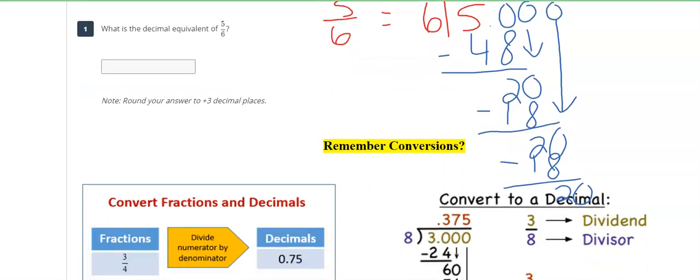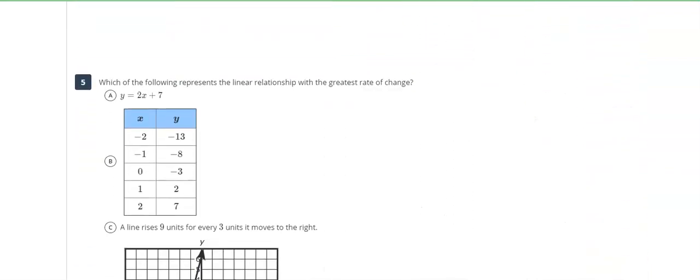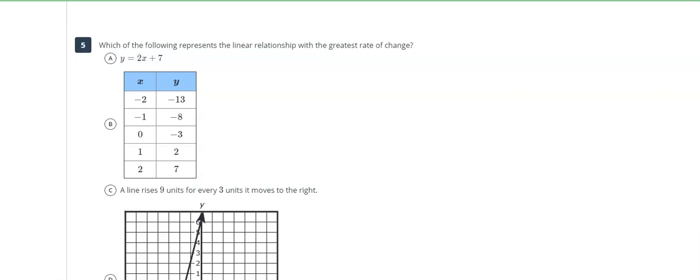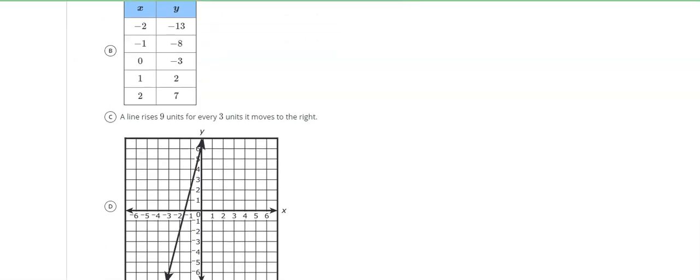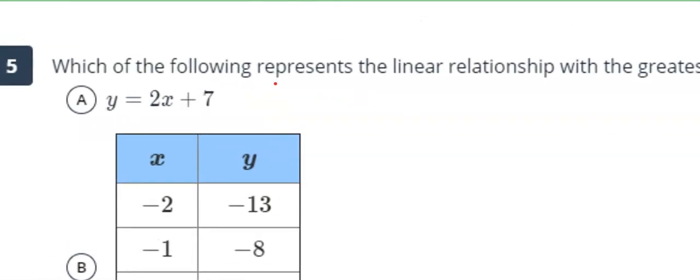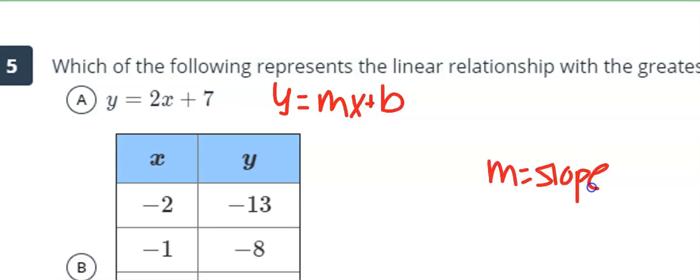So if we look at our next problem, it says, which of the following represents a linear relationship with the greatest rate of change? Now remember, rate of change is slope. So if I look at A here, this is y is equal to mx plus b, and remember m is equal to our slope. So for A, our rate of change would be 2.